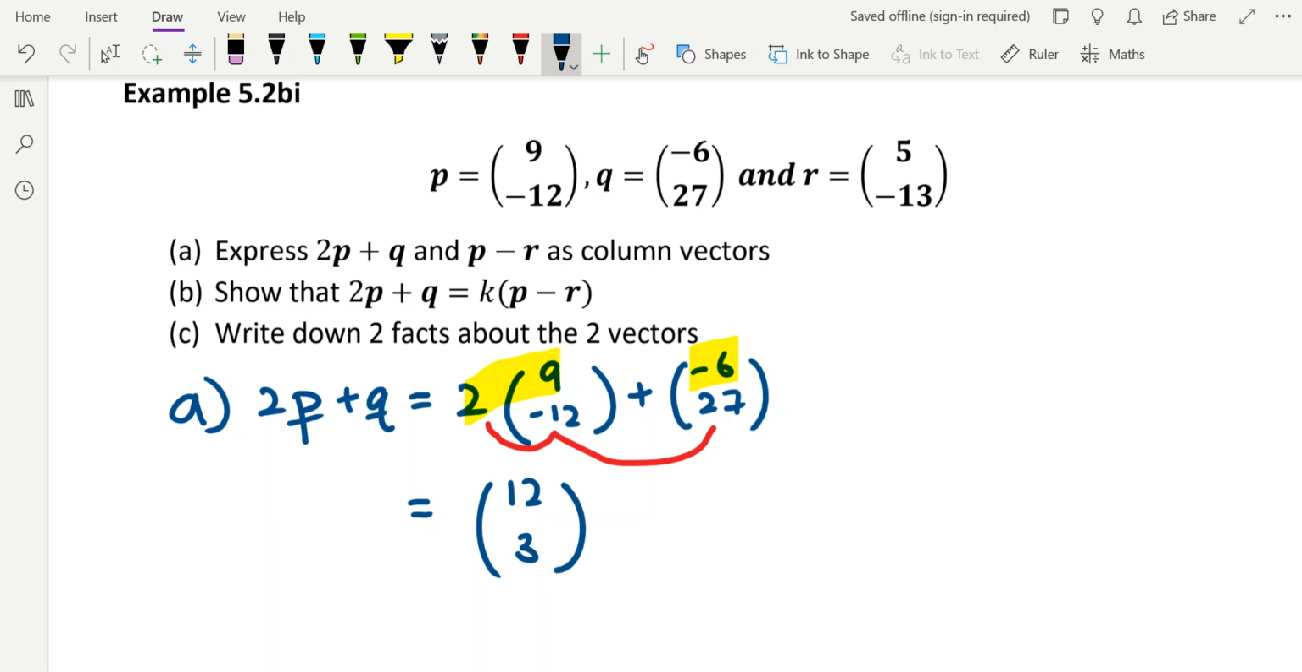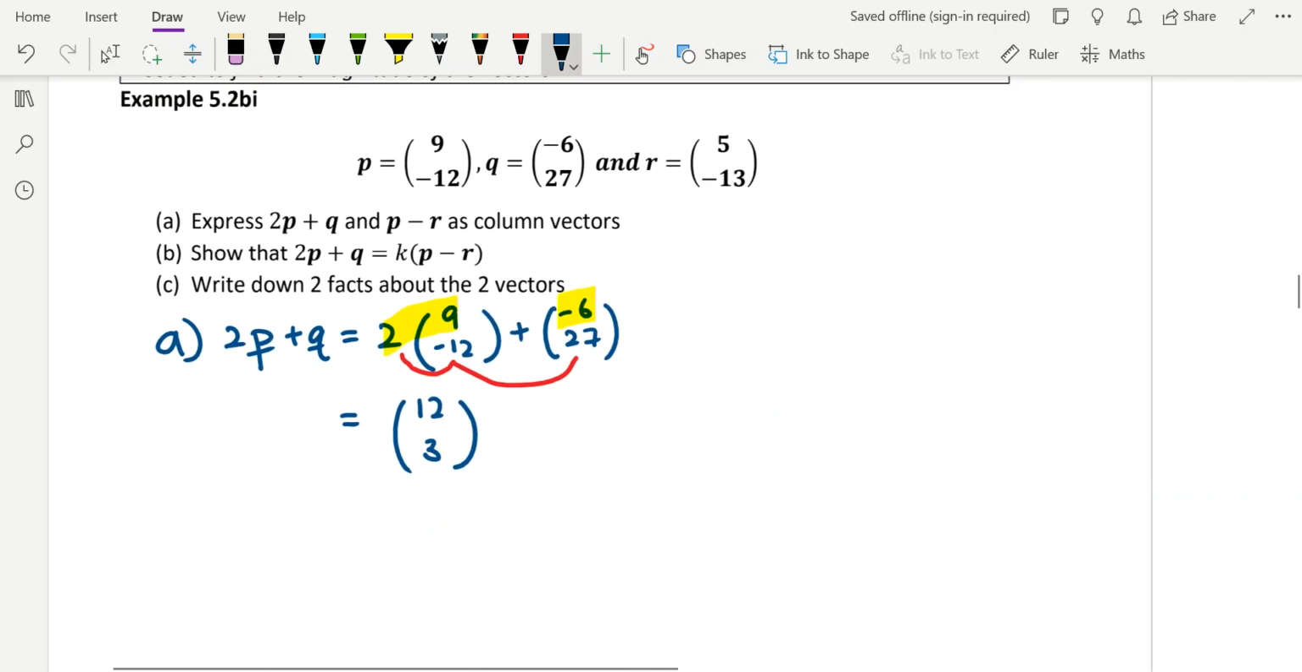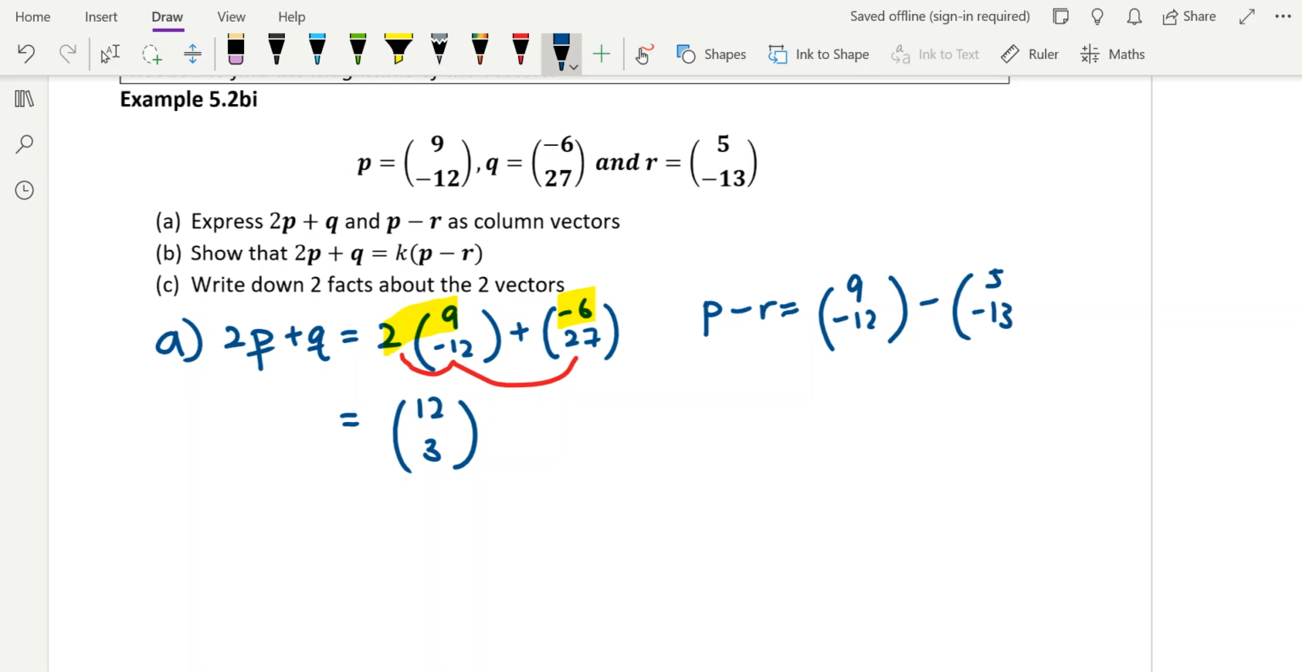Over here, be very sensitive. You know something can be factorized already. Next, the question wants p minus r, and that would be 9 minus 5, and negative 12 minus negative 13, and that will be equal to (4, 1).